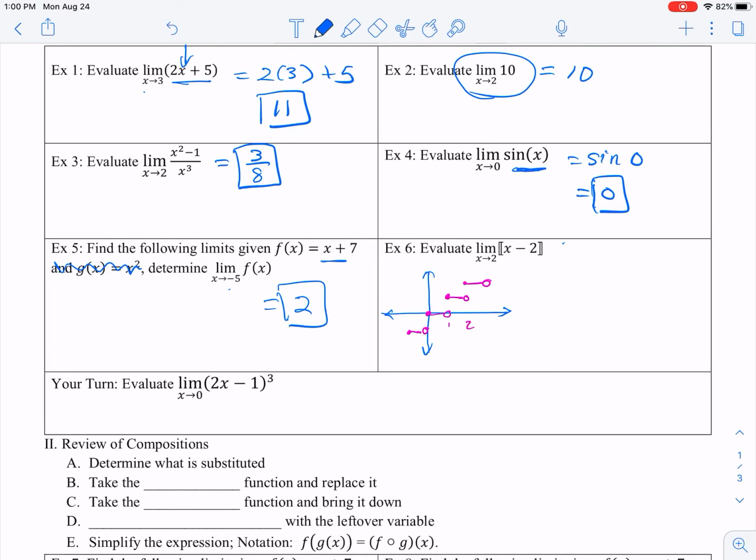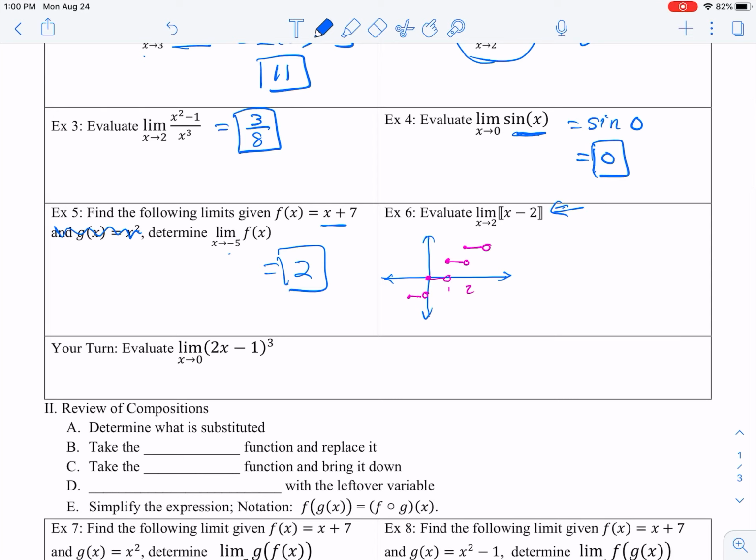This function is dealing with the greatest integer function, something we don't use very often. I don't think I ever put it on a test, but it works. This is what the graph looks like. It says if I take 1.5, the greatest integer in it is 1. If my x value is 2, the greatest integer in it is 2.